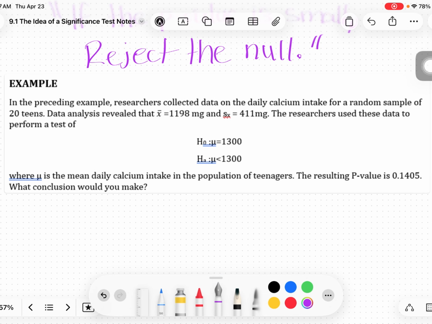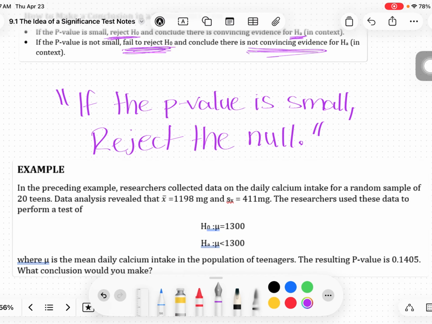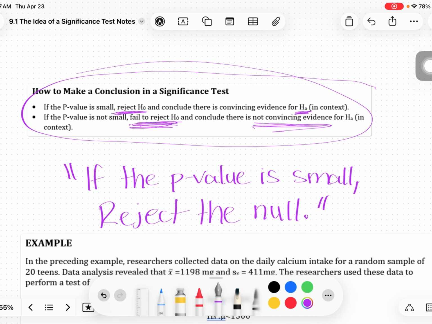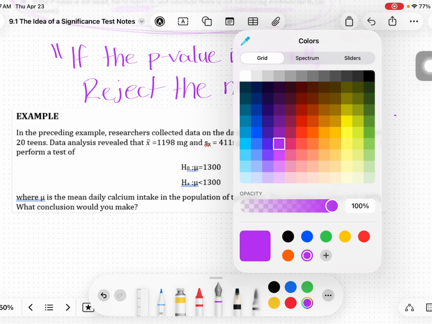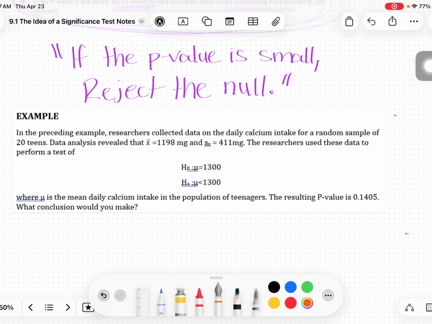And once we either reject or fail to reject, then we can use this sort of key here to make a conclusion. If we reject the null hypothesis, we will then conclude there's convincing evidence. If we fail to reject the null hypothesis, we will conclude there's not convincing evidence. And of course, we will put the context of the problem in when we're talking about that.